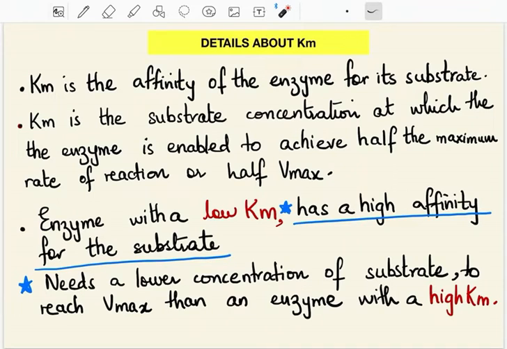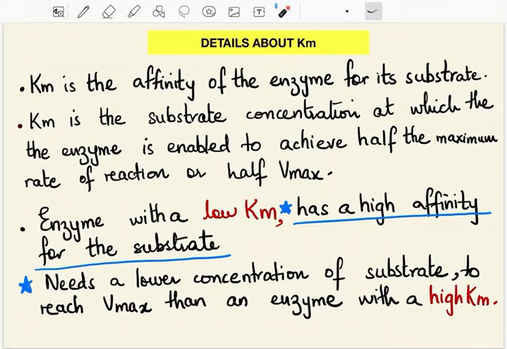So this was about it, and then we move on to this, which is also, I think, a repetition in which I would be just reading the last two points. An enzyme with a low Km means it has a high affinity for the substrate, and it also means that that particular enzyme, which has a low Km, needs a lower concentration of substrate to reach Vmax than an enzyme with a high Km. That is, if we have two enzymes, one with a low Km and the other with a high Km, the advantage of the enzyme which has a low Km will be that it needs a lower concentration of substrate to reach Vmax. If you want to bring it to Vmax, it needs a lower concentration of substrate as compared to an enzyme with a high Km.